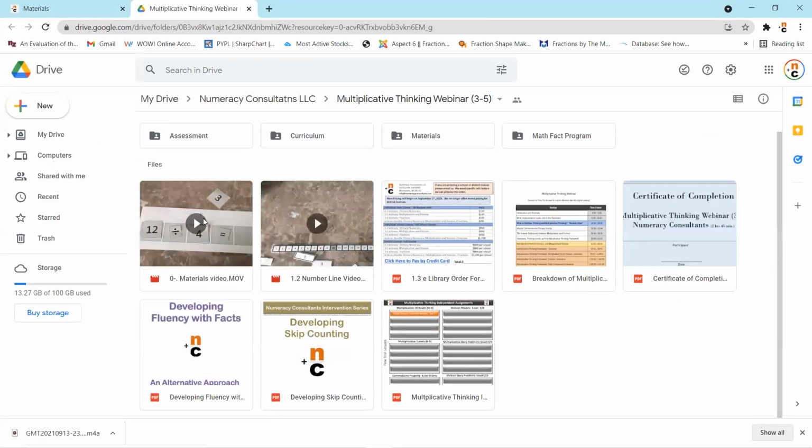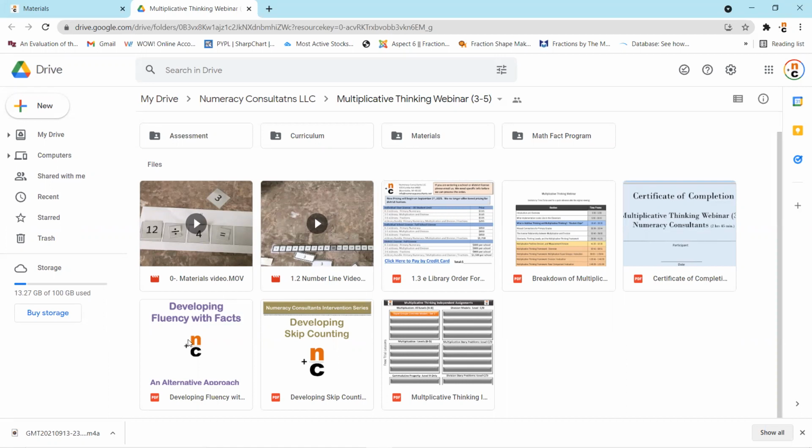Just so you know, there's a couple of videos that show you how to use some of the free materials that you cut out, and they show you activities that you can do. There's obviously the order forms right there. Right here is the breakdown of the multiplicative thinking webinar. So if you want to go back and just watch the assessment, you're not frantically searching through, you can go, it'll say 52 minutes and 13 seconds.